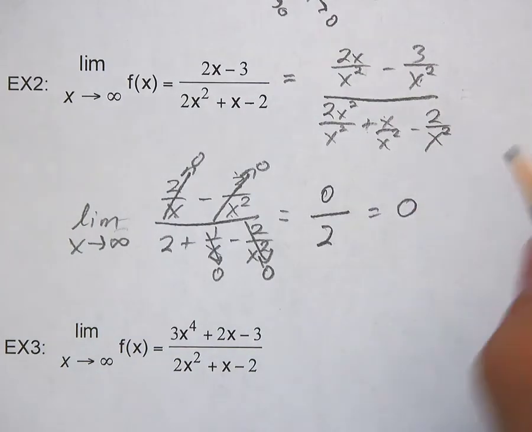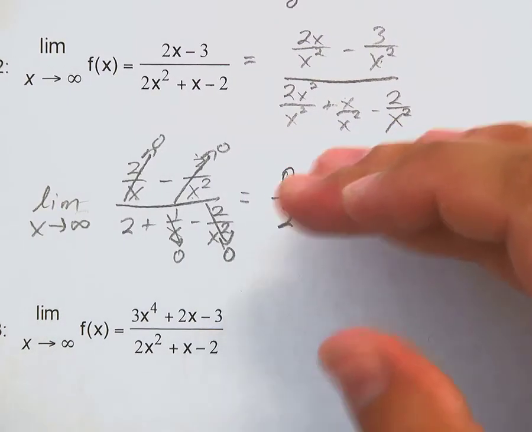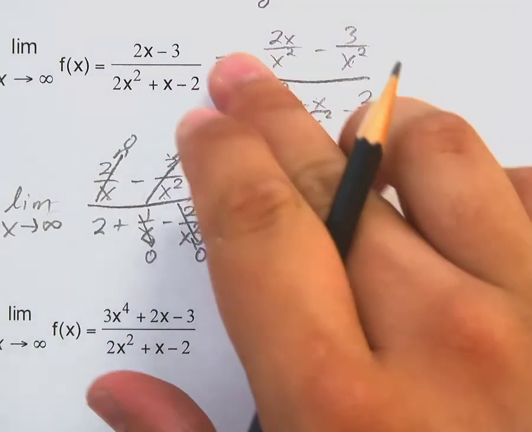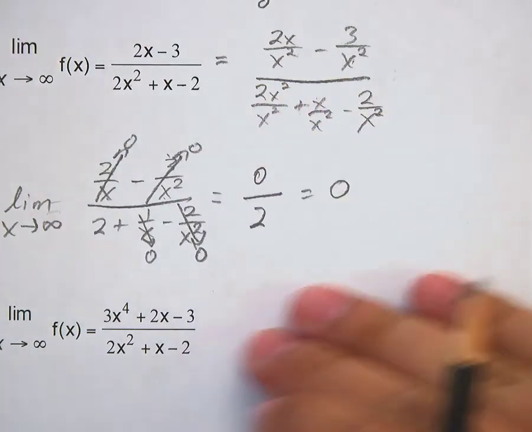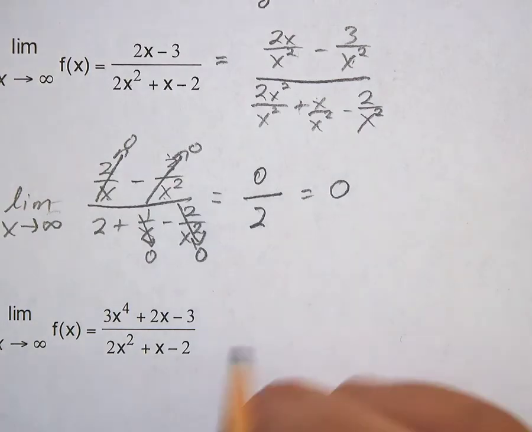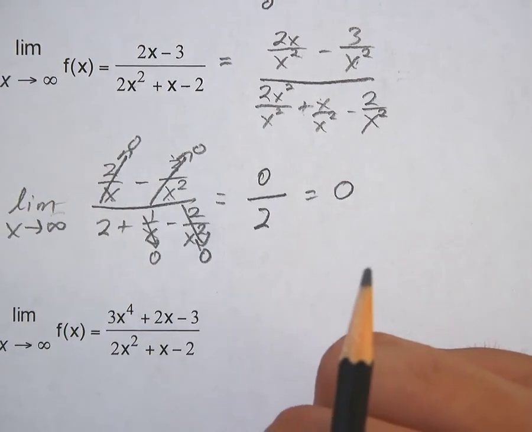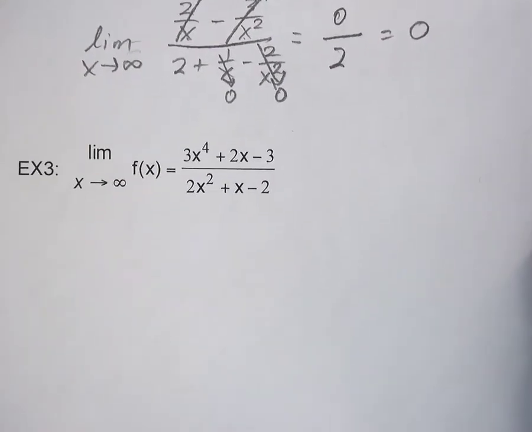0. What this means on a graph is that if you were to graph this function, as you go to infinity, it's going to level out at 0, either from the bottom or from the top. It's going to level out at 0. Let's go on and see what happens when we do this here.